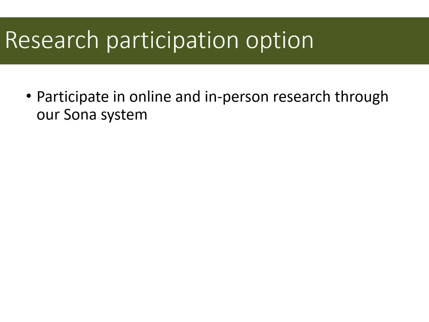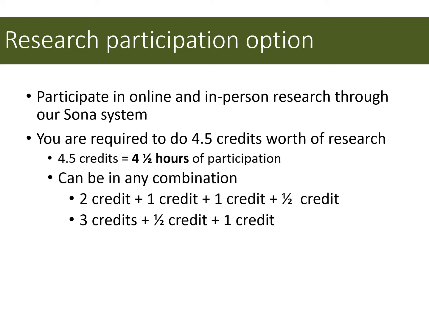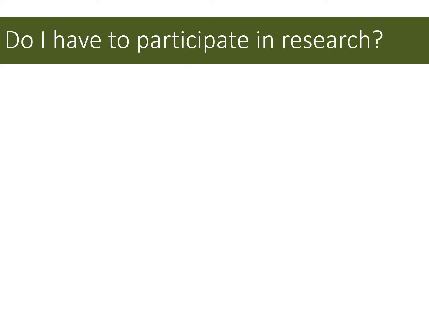If you choose to do research participation for credit, you can participate in online or in-person research through our SONA system. By participating for credit through SONA, you're required to do 4.5 credits worth of research, which is 4.5 hours of your time. And this can be done in any combination of credits. So you could do 2 credits and then another credit, and a half credit, or you could do a really big study and then some smaller studies.